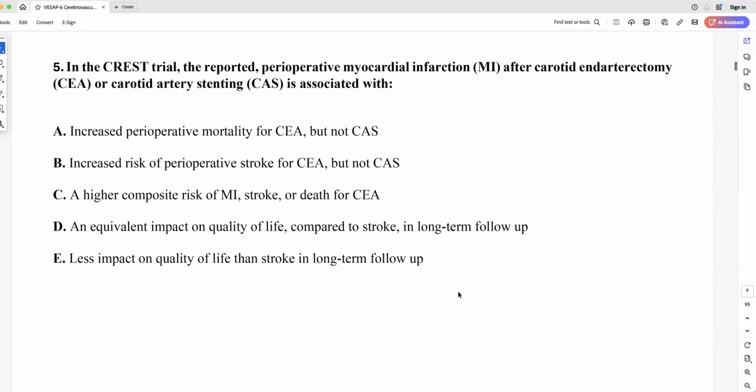In the CREST trial, the reported preoperative myocardial infarction after carotid endarterectomy or carotid artery stent is associated with?